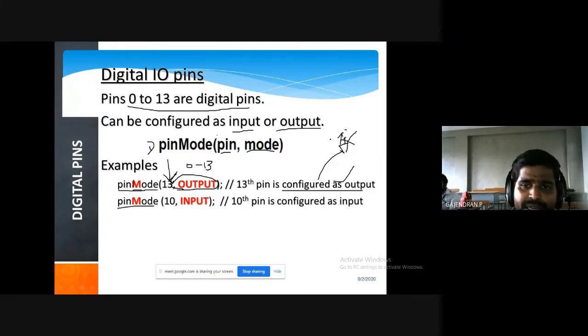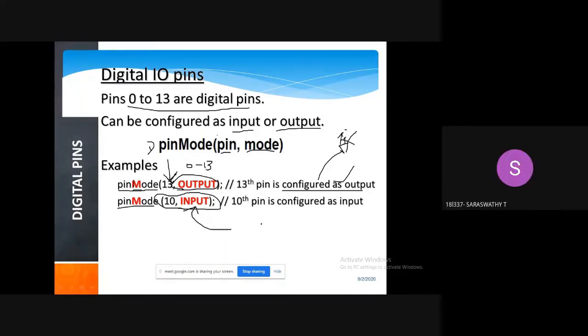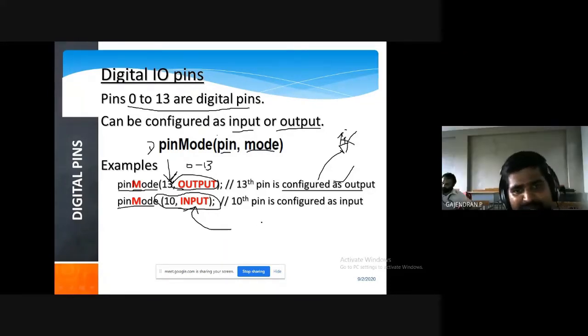Input means what, sir? What kind of hardware element can I interface? Can anyone unmute and answer? Input means what kind of hardware setup I can interface? Switch. Very good, switch. Simple input devices, switch. That's all.